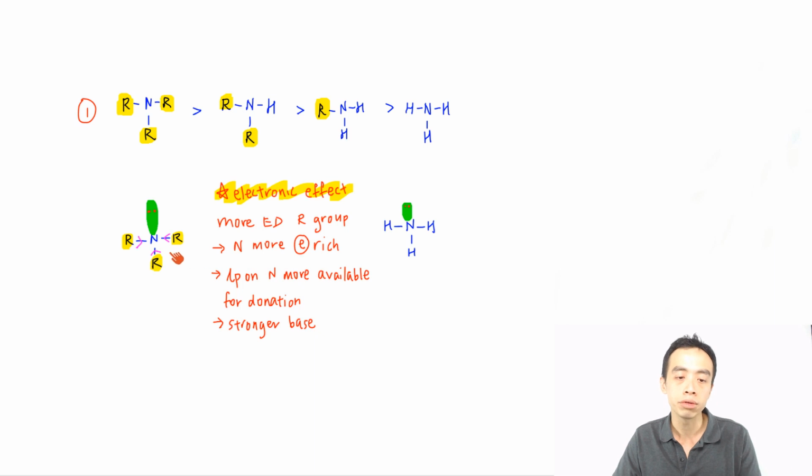So if I compare a tertiary amine, we have more electron donating groups, three R groups that are pushing electrons to my nitrogen, so the lone pair is very available for donation. Whereas if you look at ammonia, because it doesn't have any donating group, the basicity of ammonia as compared to my amine will be weaker.